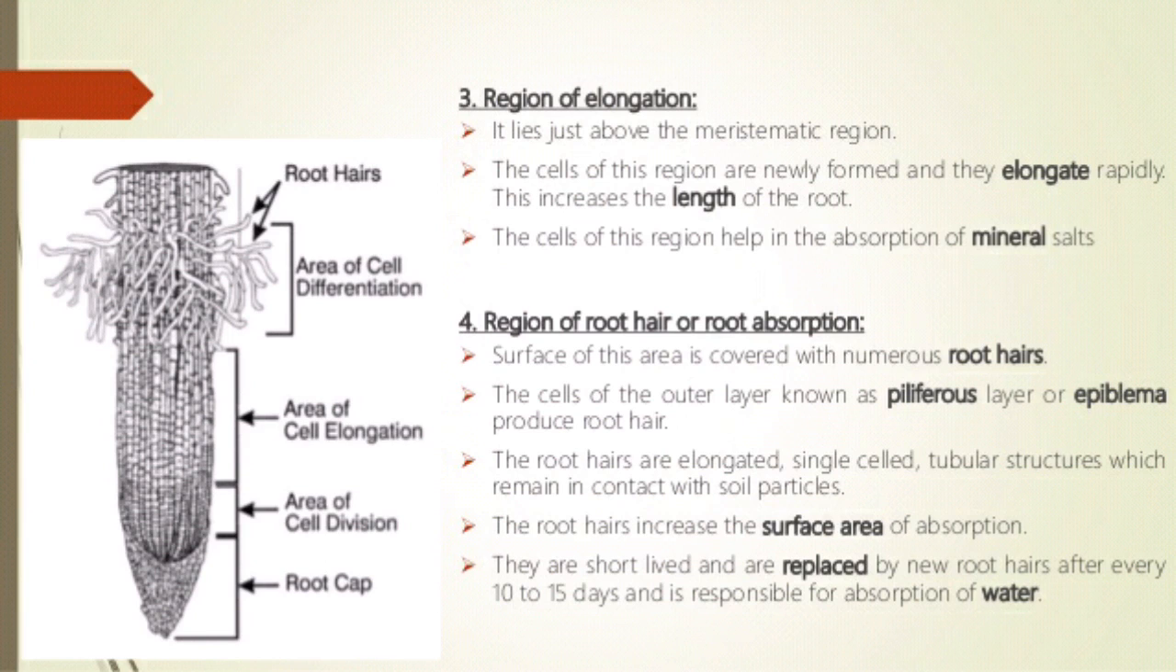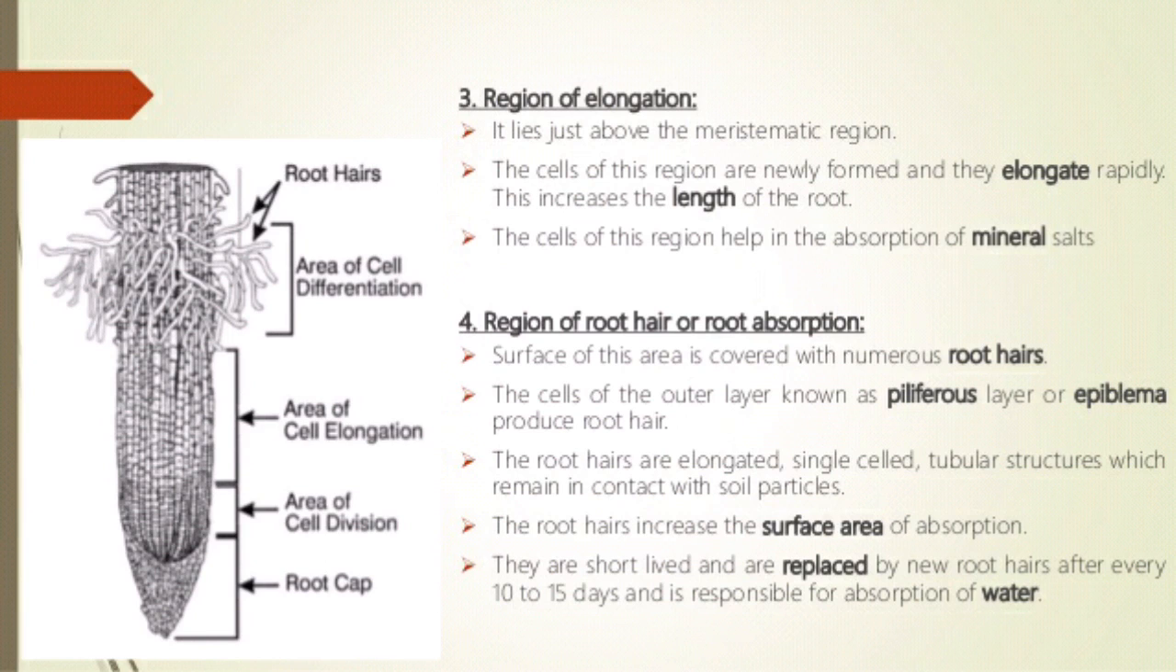Region of elongation, it lies just above the meristematic region. The cells of this region are newly formed and elongate rapidly. This increases the length of the root. The cells of this region help in the absorption of mineral salts.